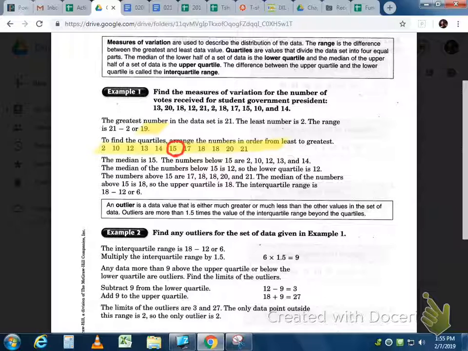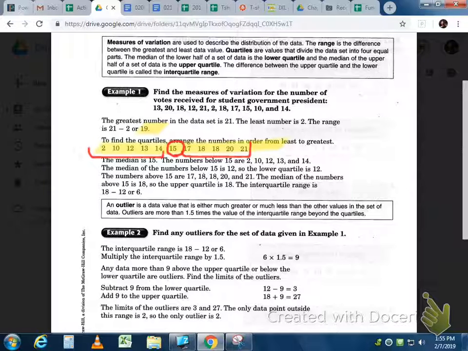Okay? Now, once you find that median, you have a lower half and you have an upper half. You see that? The median's not in either half because it's in the middle, right? There's 5 below it and 5 above it. So that's important to know. When there's one median in the middle, it's not in either half.